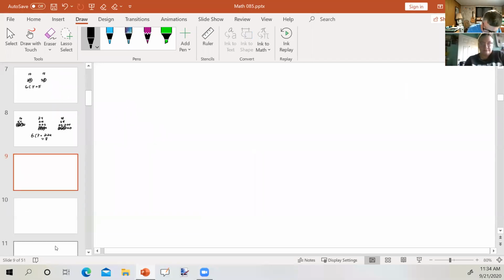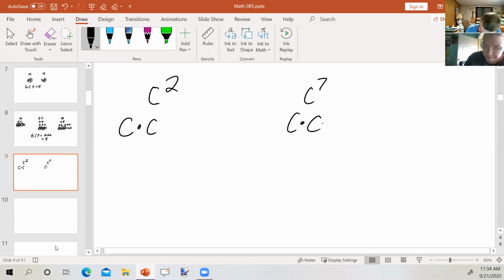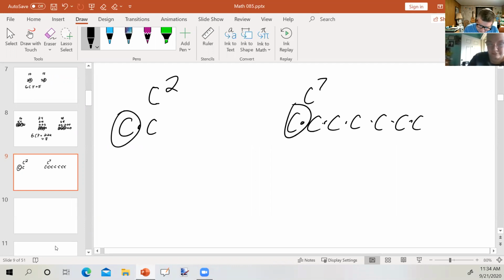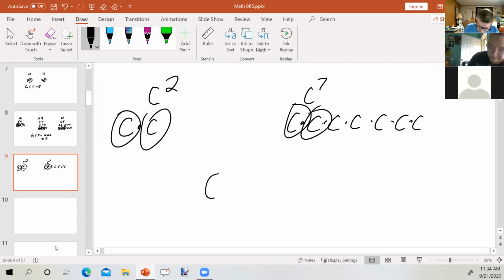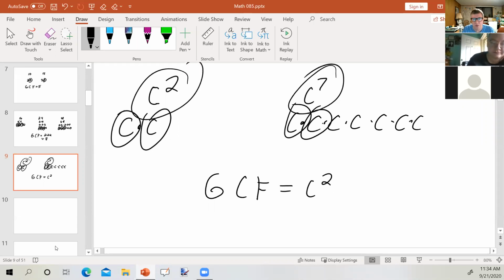Let's say we've got c squared and c to the 7th power. Well, we could break these down and write this as c times c, and this is c times c times c times c. That's a lot of c's. 7 c's, right? It's like sailing on the 7 seas. Okay, and we see that there are 2 c's, so the greatest common factor is c squared. Well, we could have saved ourselves a lot of trouble by just looking at this and saying, well, which one is the lowest power of c? This one. So that's common to both of them. All right. Okay.